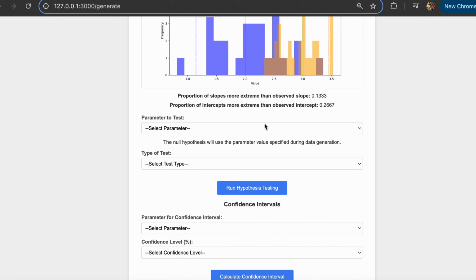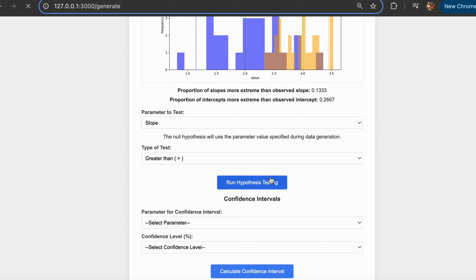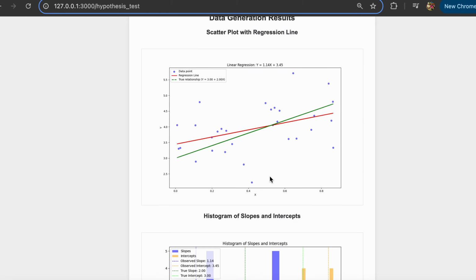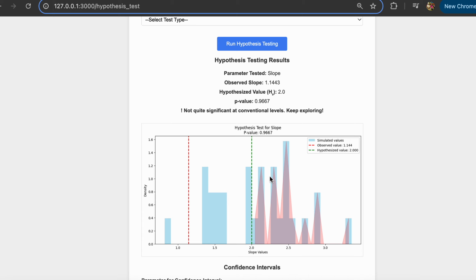For the hypothesis test, we can try something like slope greater than. So here the p value is quite high at 0.9, and in this case, we would say there's statistical significance if it were below 0.05, which we're nowhere close to.